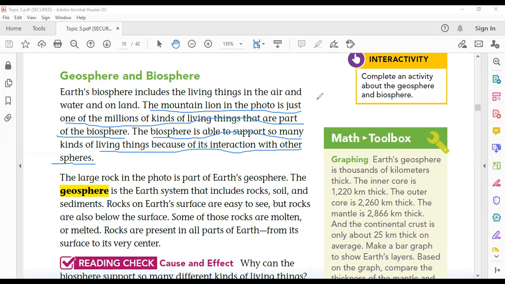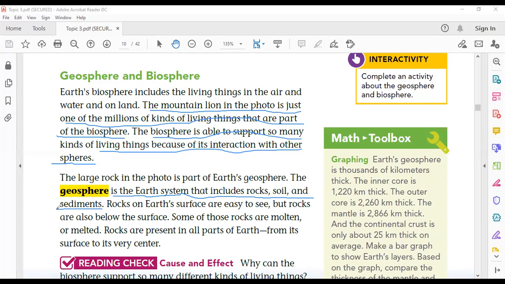But now let's talk about the second part of the Earth system, that is the geosphere. The geosphere is the Earth system, please highlight it, that includes rocks, soil, and sediment. Do you know what sediments are?